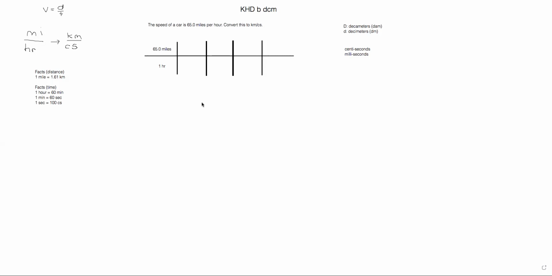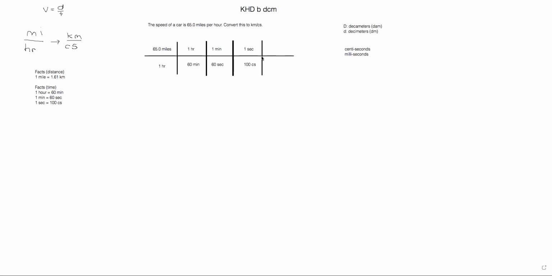And then after that, we know that 1 minute is 60 seconds. And then I think I made one column too many. No, I don't think I did actually. And then we know that 1 second is equivalent to 100 centiseconds.